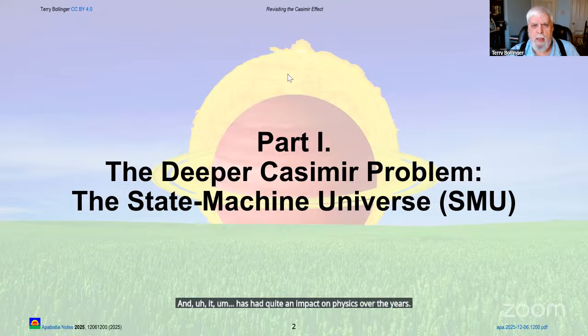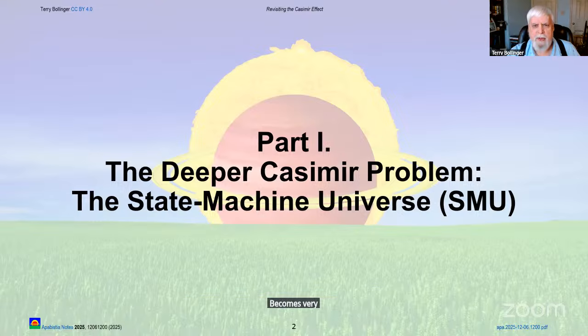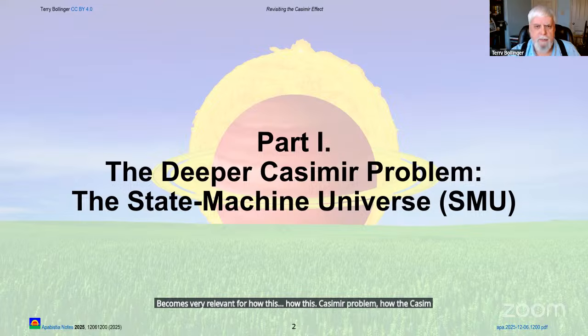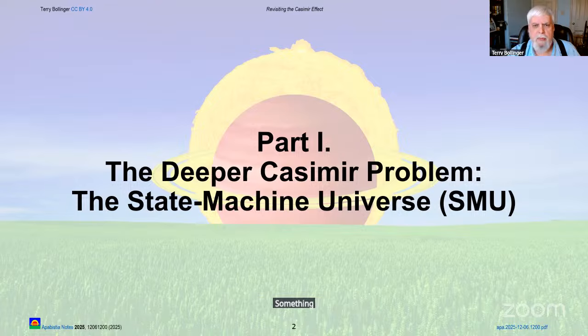So taking a different look at how space-time is structured becomes very relevant for how this Casimir problem, how the Casimir effect works out. So this is the first dive, is to go into something called state machine universe.